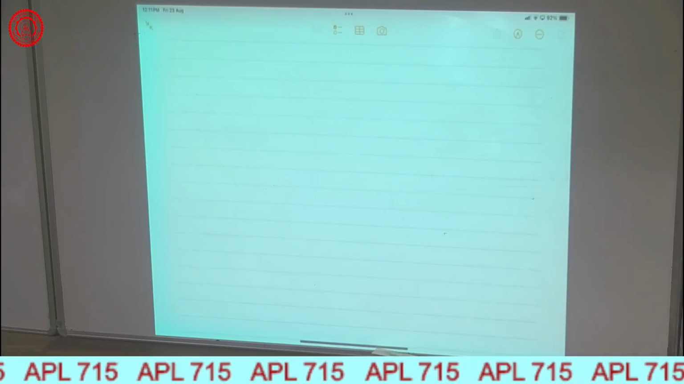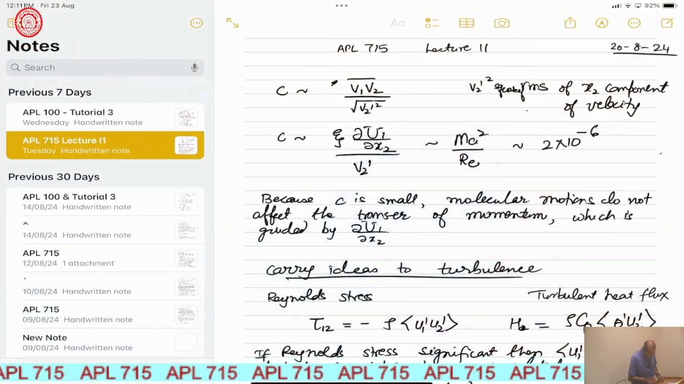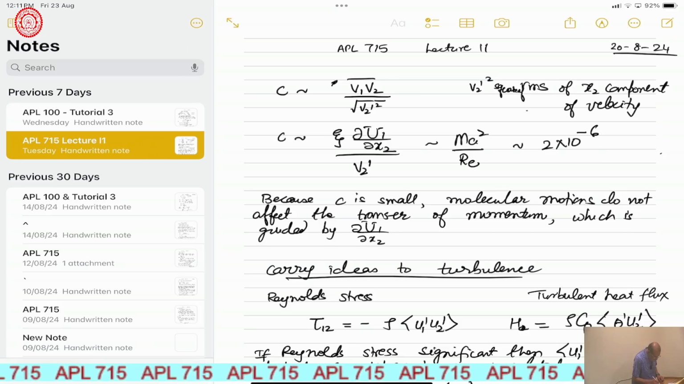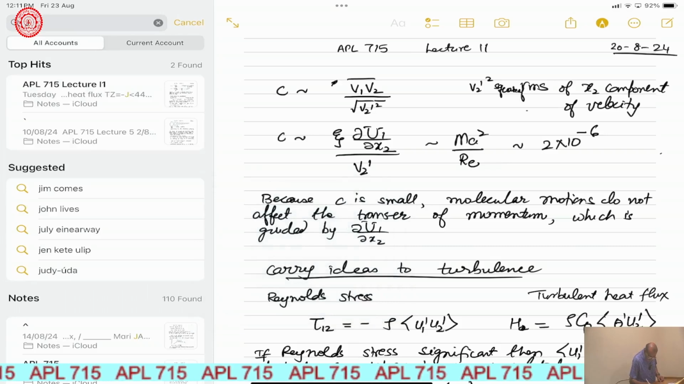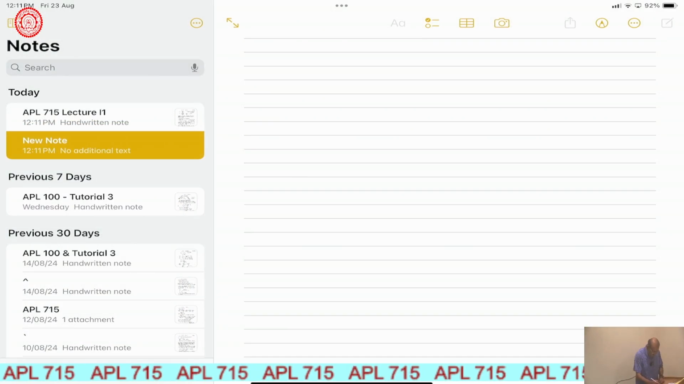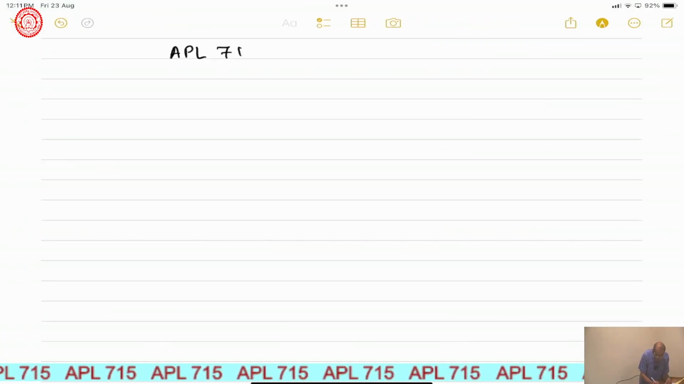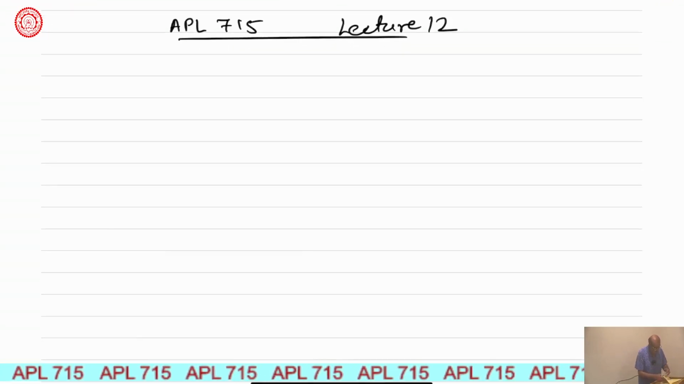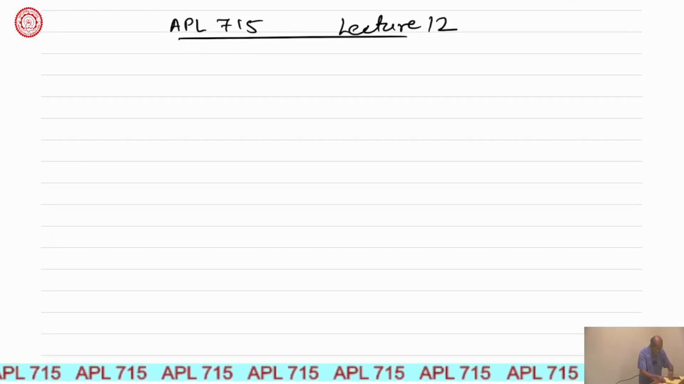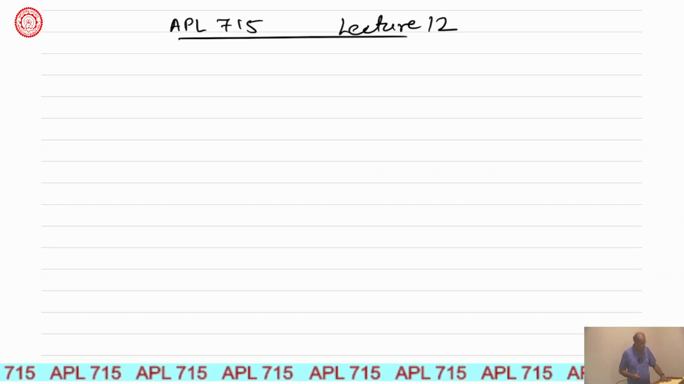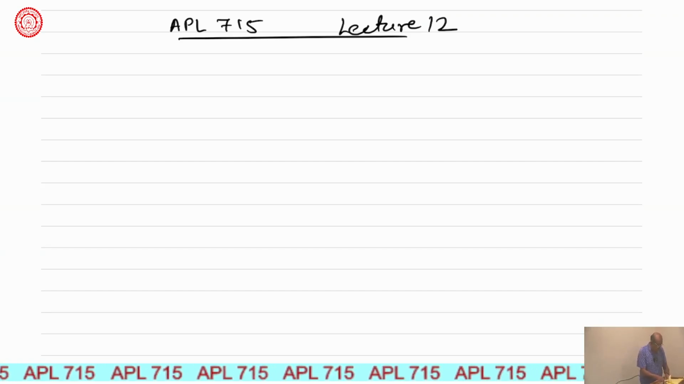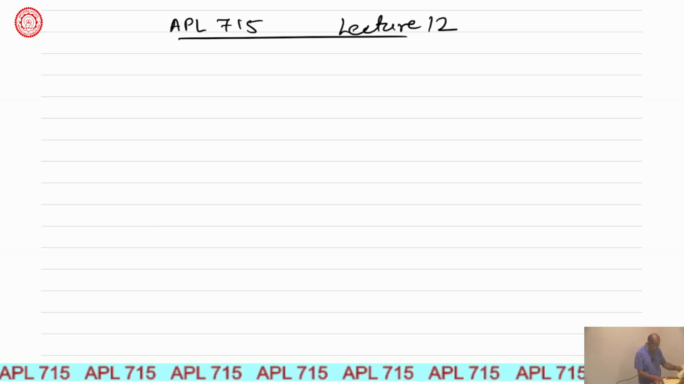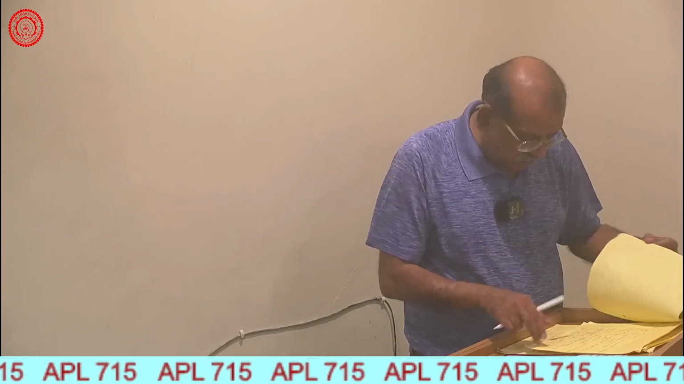Okay. So now, last lecture was lecture 11. In the last class, we were talking about, again, some estimates of the velocity fluctuations. I think the best takeaway from that we will take, and then we will move on.